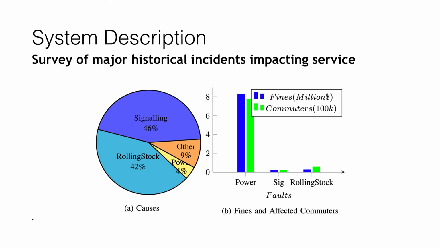So on the right, you can actually see the impact to commuters, and clearly anything that had to do with power imposed the most amount of fines, caused the greatest delays, and impacted the most customers. We couldn't talk about Singapore without talking about some fines.